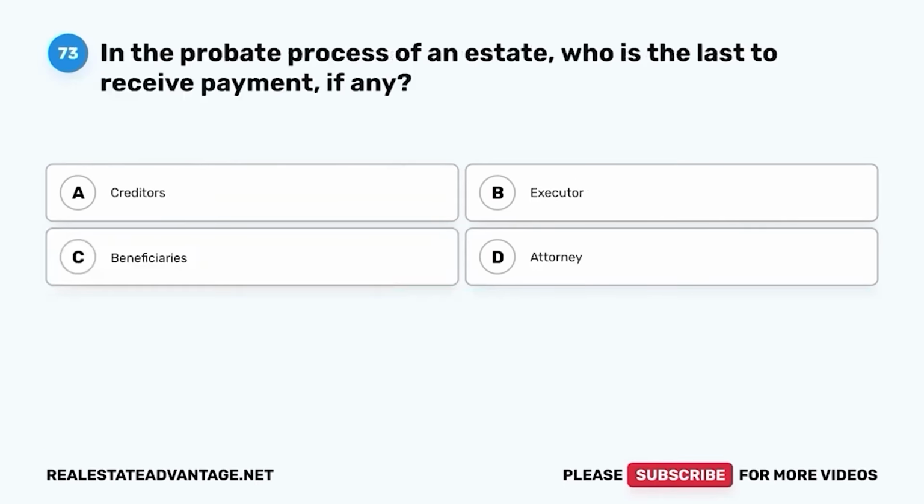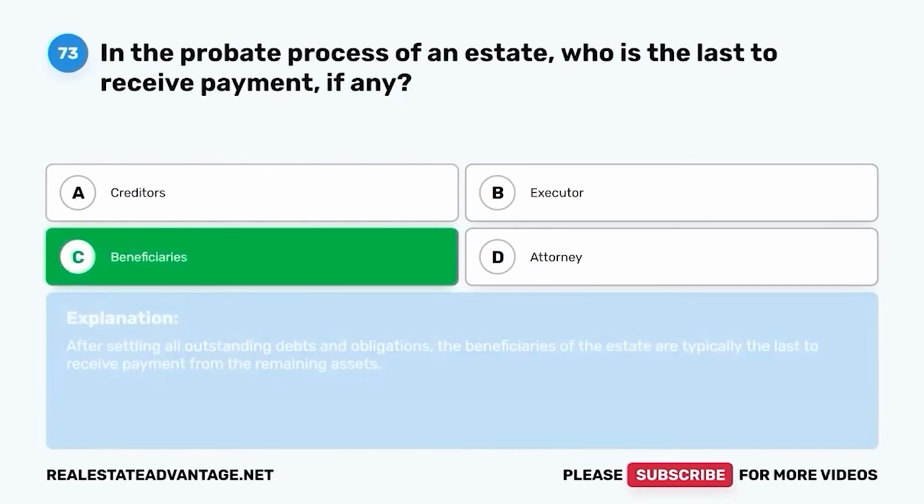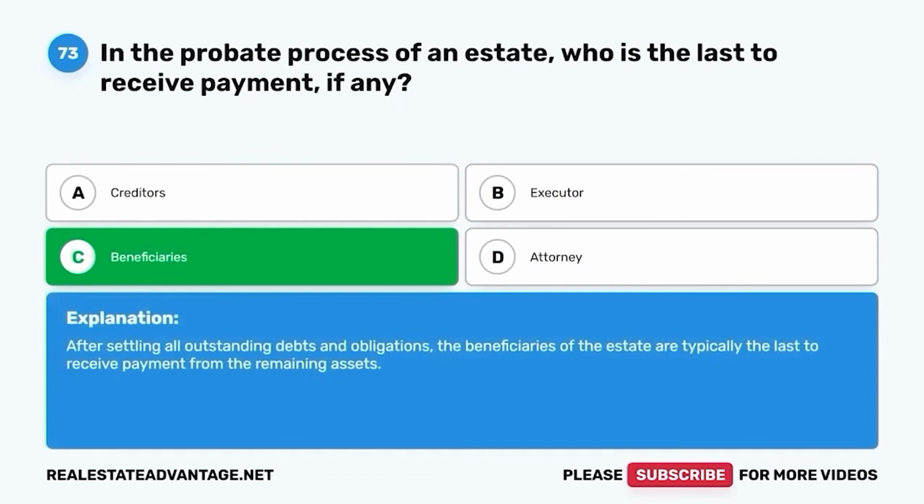Question 73. In the probate process of an estate, who is the last to receive payment, if any? A. Creditors. B. Executor. C. Beneficiaries. D. Attorney. The correct answer is C. Beneficiaries. After settling all outstanding debts and obligations, the beneficiaries of the estate are typically the last to receive payment from the remaining assets.